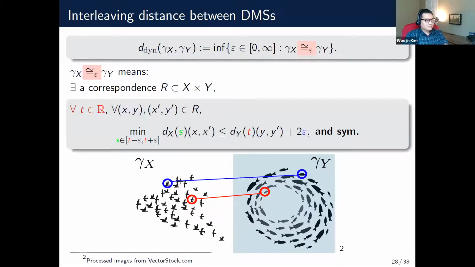So in the picture, let me explain again. I pick any 2 points from one dynamic metric space, and I look at the corresponding elements in gamma y, and I measure the distance between these two entities at time t. That should be an upper bound for the minimum distance between these two entities over the time interval from t minus epsilon to t plus epsilon, up to 2 epsilon slack. And the symmetric condition must also hold, exchanging the roles of x and y. Then we say that gamma x and gamma y are epsilon-interleaved.